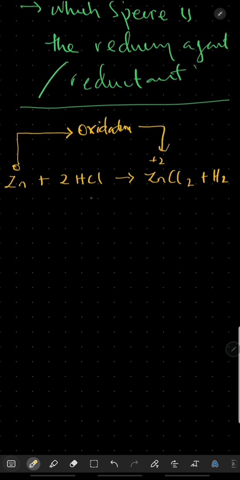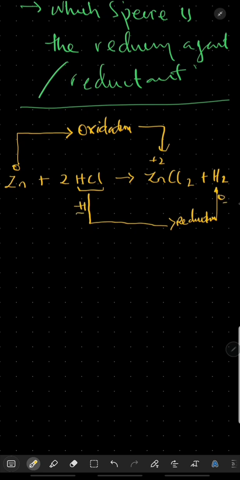Now, hydrogen chloride has an electronegative element, and at the end of the day it lost the electronegative element. That is reduction. Or we can say that hydrogen here is +1 and here it is 0.